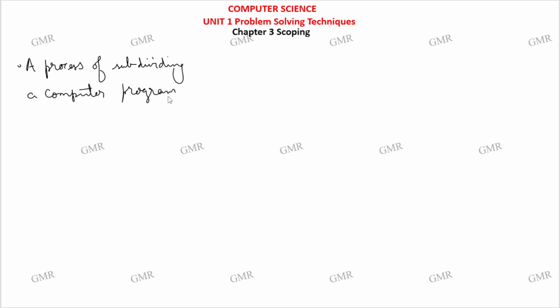So next thing, the process of subdividing a computer program into separate subprograms is called modular programming.